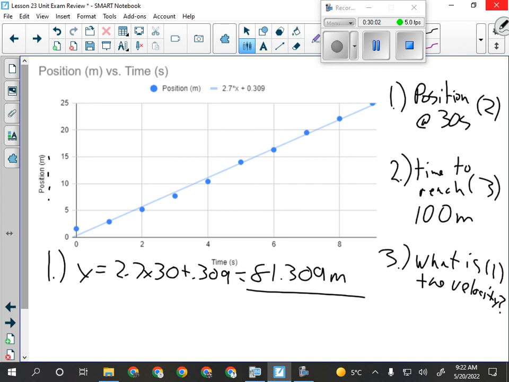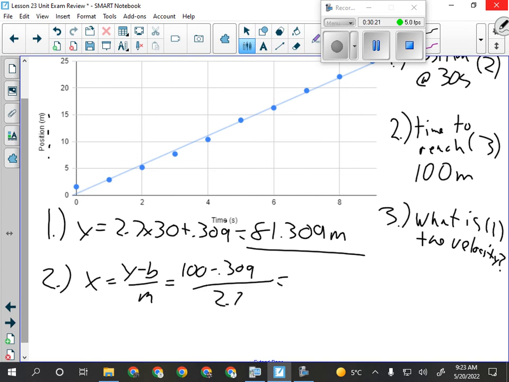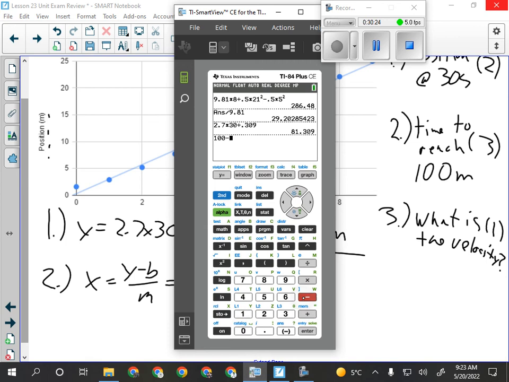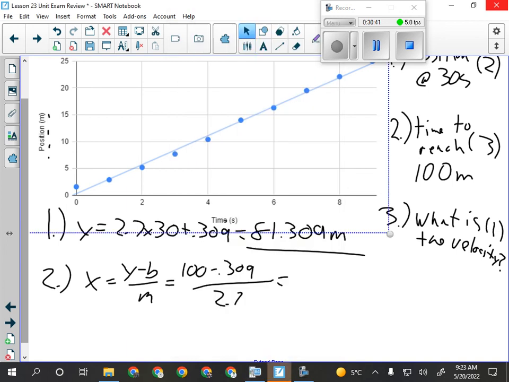Question number 2 is asking you for the time. It's asking you for an x value, which means there is a manipulation of the equation involved. X equals y minus b over m. So that'll be 100 meters, because they wanted to know how long it would take to reach 100 meters, minus 0.309, divided by 2.7. Make sure you do that subtraction operation before you divide. All right, so we'll be looking at 36.9 seconds.